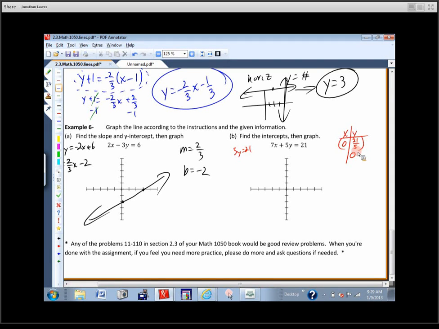And if I plug in a 0 for y, that's going to be 7x equals 21, so x equals 3. A lot nicer number to graph. So 3, 0. Again, there's the x-intercept. The y-intercept is 0, 21/5. 21/5 is a little bit more than 4, so 1, 2, 3, 4. So we're about right here. And all we have to do is connect those 2 points, throw arrows on the end, and then we're done. Okay?